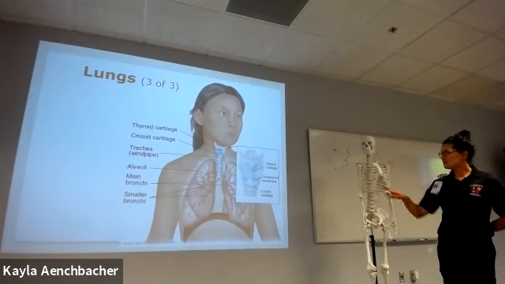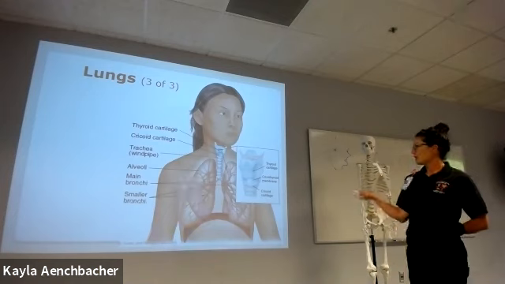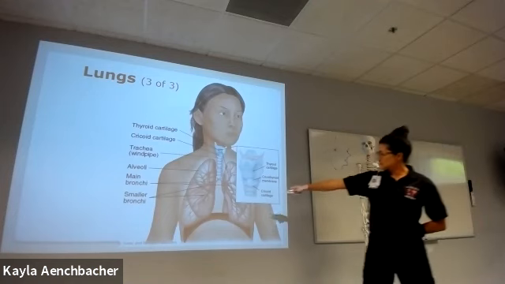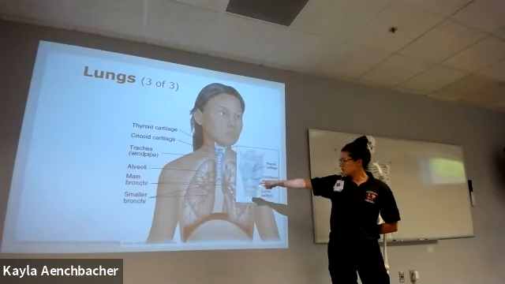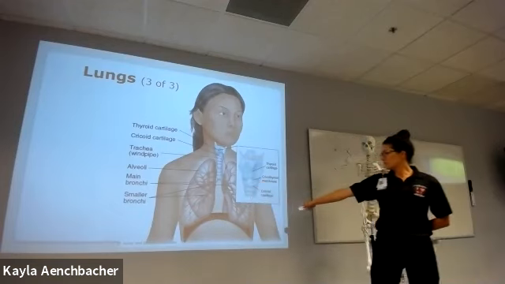Okay, so guys, again, this is just kind of another view. You see the cartilage rings. All of these itty bitty branches are your bronchioles. You've got your thicker bronchi here, diaphragm here.